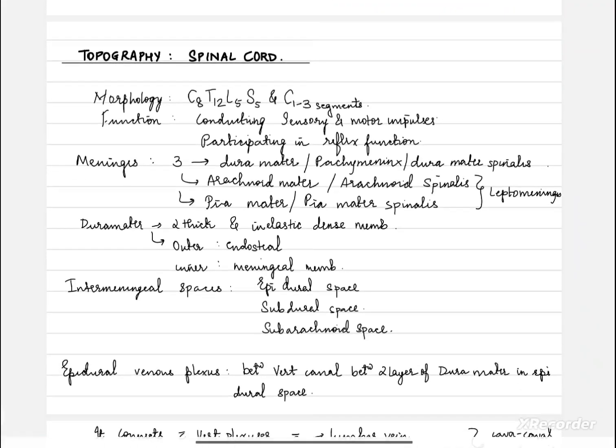In the spinal cord, the morphology is 8 cervical, 12 thoracic, 5 lumbar, 5 sacral and 1 to 3 segments of the coccygeal. Now what is the function of this? Conducting sensory and motor impulses, participating in reflex function. There are 3 meninges. Dura mater, which is also called pachymenix, dura mater spinalis. Arachnoid mater, arachnoidea spinalis. Pia mater, pia mater spinalis. Now the arachnoid mater and pia mater are also called leptomeninges.